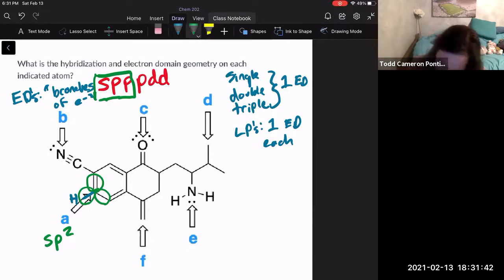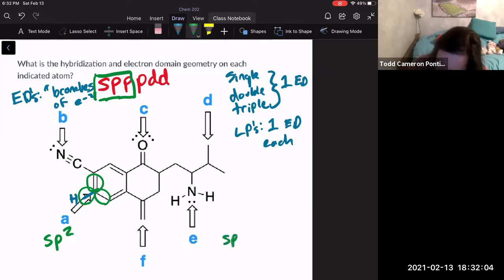Okay, the other thing that I want to point out is we're only concerned with electron domain geometry in Chem 202 for right now. So we're not concerned with the molecular geometry. In this case, the molecular geometry is bent. We're not going to consider that. Basically, if you know the hybridization, you know the electron domain geometry. And there's just three that we need to be familiar with. So let's cover those right now.